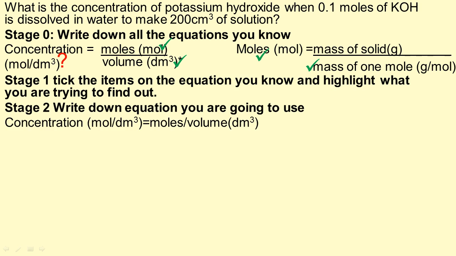We don't need to rearrange this equation, so we can just put values in. 0.1 moles divided by volume in decimeters cubed. You could either put this all into a calculator in one go, or you could do 200 divided by 1,000 first and write a volume in decimeters cubed before doing 0.1 divided by 0.2. This gives us our concentration of 0.5 moles per decimeter cubed.